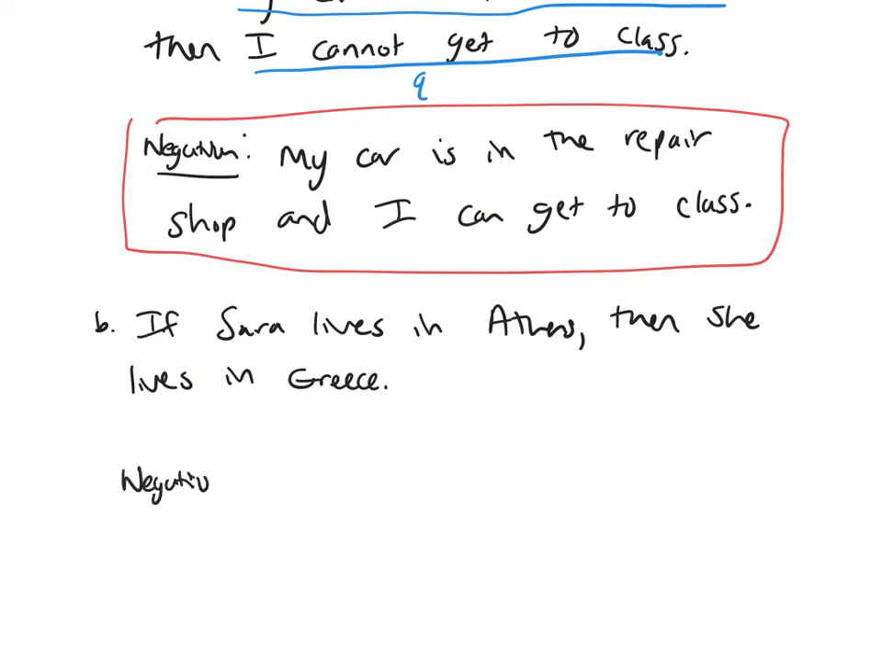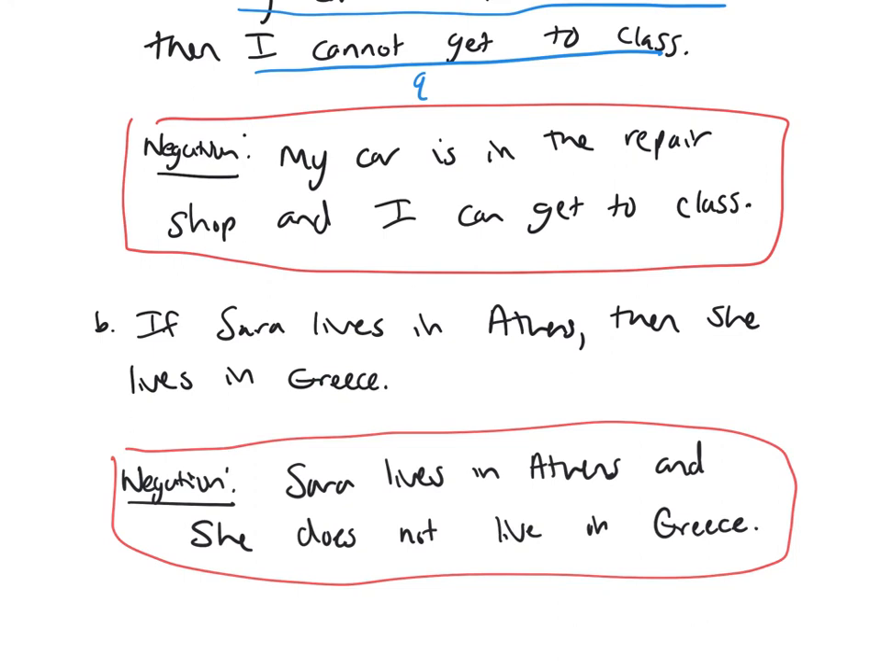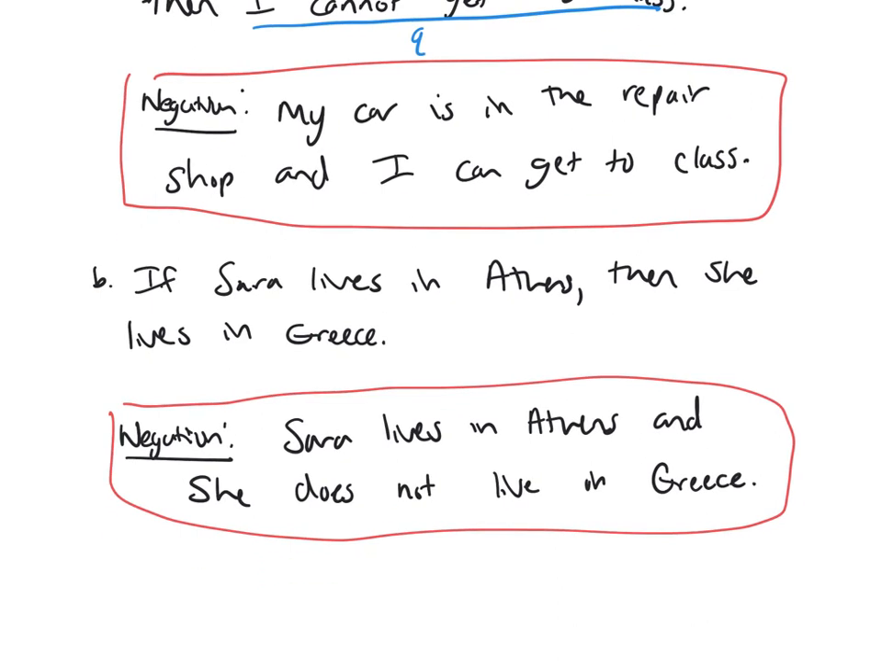To negate this, you're going to write down P. So Sarah lives in Athens. And not Q. She does not live in Greece. When you negate a conditional statement, it's no longer a conditional statement. So in your negations, you won't have if then written down.